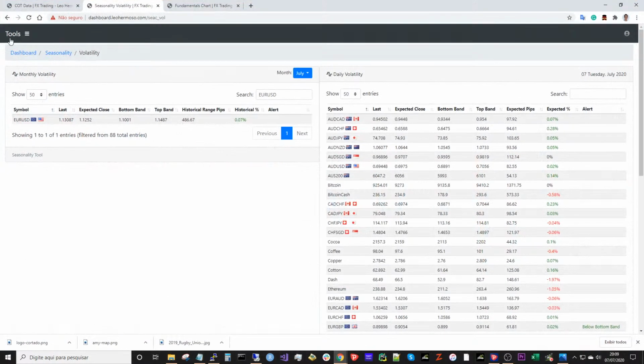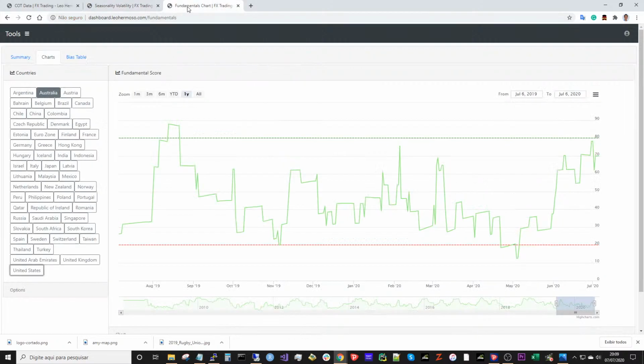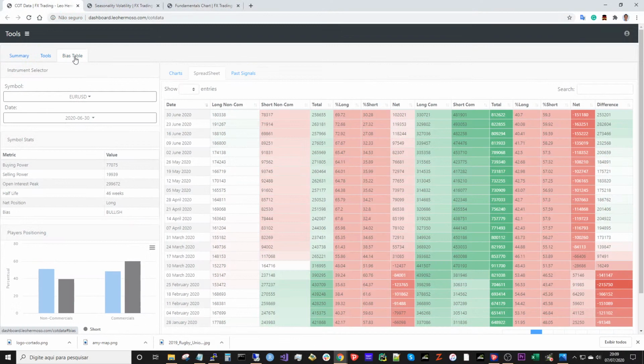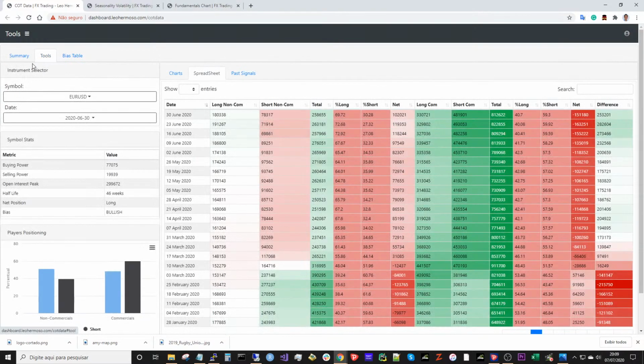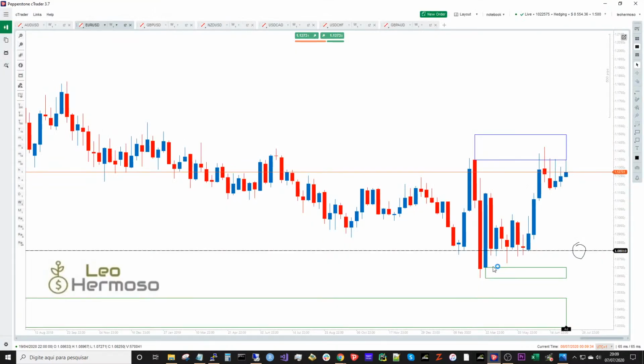Let me check one other thing. Let's see. Euro USD is still bullish, using the patterns for the net positions. So it's possible, according to this, that we can see a little more upside until August. Yes, but this high right here needs to get taken.